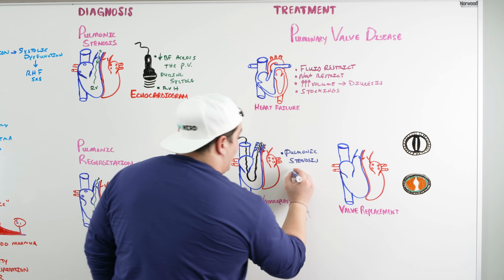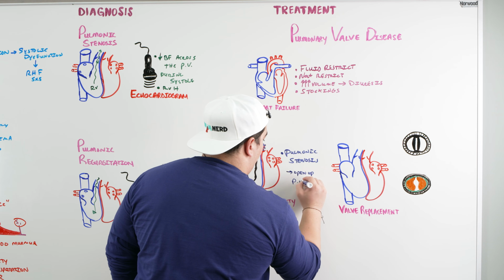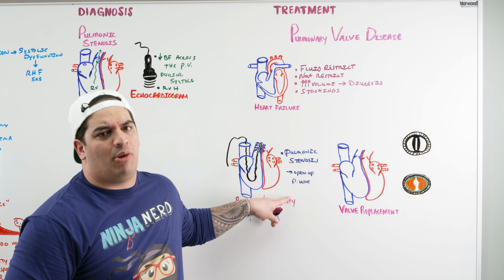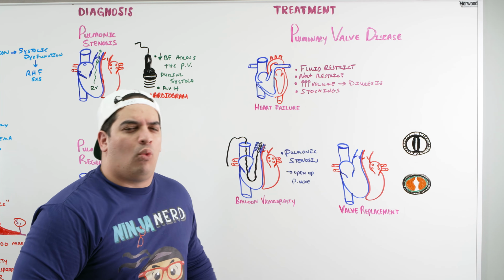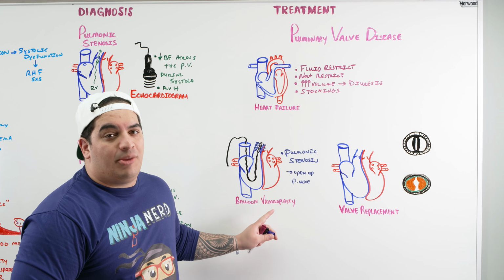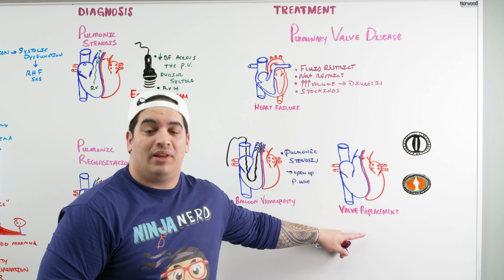And so that's the whole design, to be able to open up the pulmonic valve. We would do this as a first-line treatment in patients with pulmonic stenosis who are developing symptoms of right heart failure. Now, if they're having right heart failure, you've tried the balloon valvuloplasty for pulmonic stenosis, and they're not getting any better, you can then progress to a valve replacement.